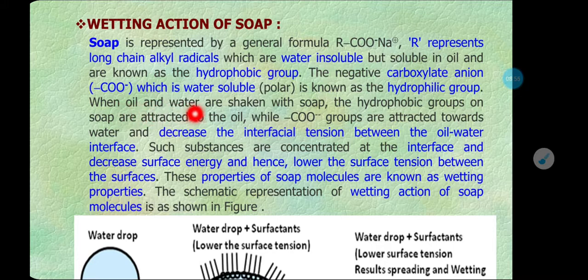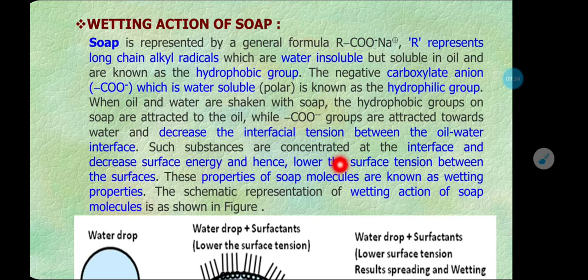When oil and water are shaken with soap, that means if you add oil, water plus soap molecule, and if we shake it, what happens? The hydrophobic group of the soap molecule attracts the oil, while the carboxylate anionic group, that is the polar part, is attracted toward the water, and that decreases the interfacial tension between the oil and water interface and forms a colloidal solution. That means oil goes inside the micellar core and water is outside the micelle.